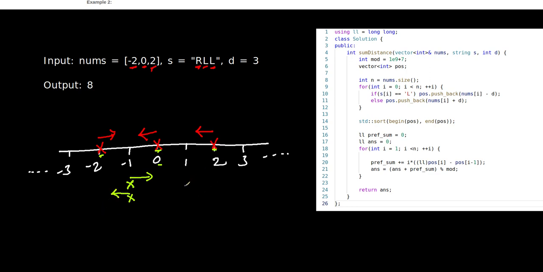And this robot after 1 second will be at 1 with the same direction to the left. At second 2, this robot will be at -2 with the same direction. This robot will be at 0, and this robot will be at 0. Now this one is to the left, so it changes its direction, comes to the right, and this one was to the right, now it comes to the left.